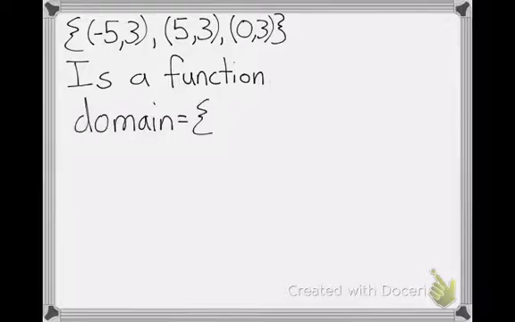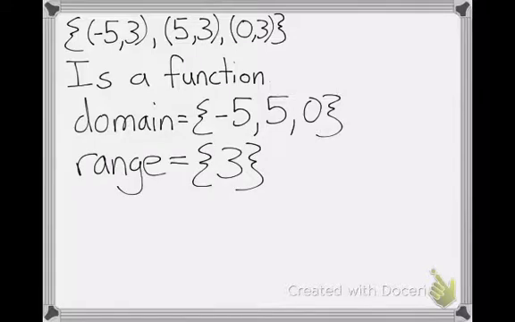Now once again, the domain is the set of all x coordinates of all points that appear in this function, which is the set of numbers -5, 5, and 0. As for the range, in this case the range is just the set containing 3. Notice here that I haven't bothered to write 3 multiple times because sets don't care about repetition and they don't care about order.